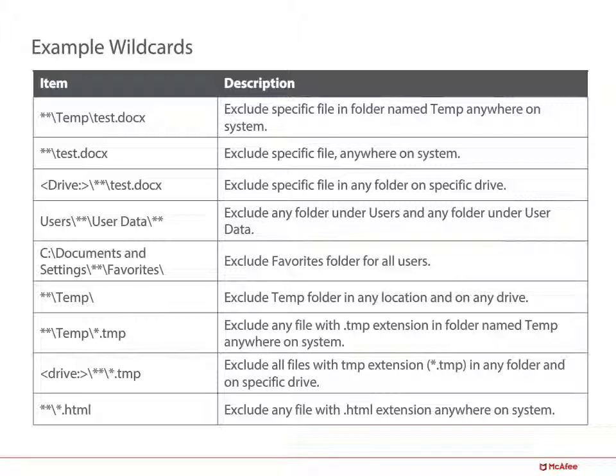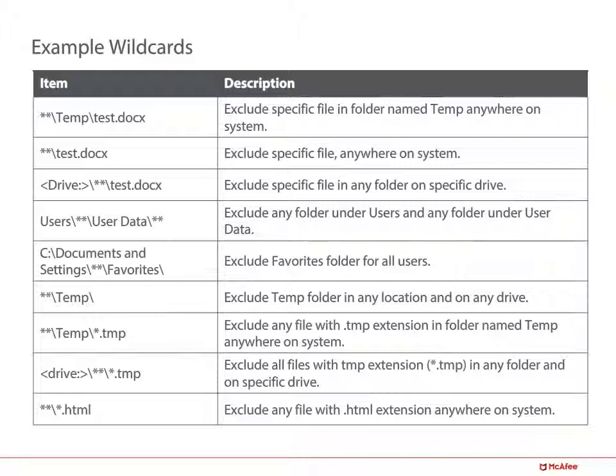You'll see the others where I can use the asterisk for a specific file in any folder on any specific drive. If I want the users with the double asterisk, we can exclude any folder that exists under users and any folder under the user data. Same thing with the documents and settings. I'm basically saying I'm excluding the favorites folder for all the users. We have the double asterisk where I'm excluding any temp on any folder on any drive, and the same thing with a temp file.